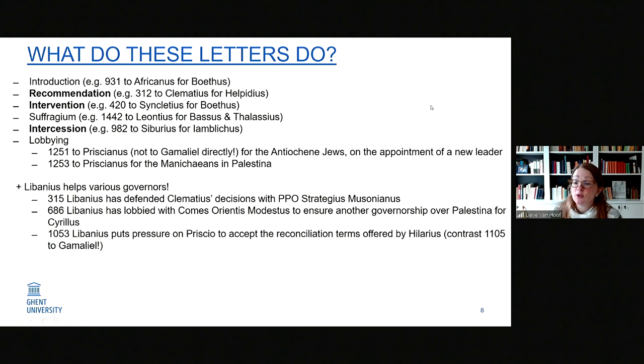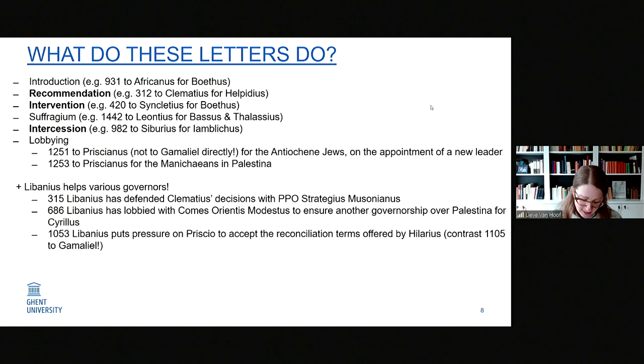Hilarius. So it's not only the case that Libanius asks something from these governors, he also offers them his help. So he's also a mediator for the governors, not just for other people with the governors.